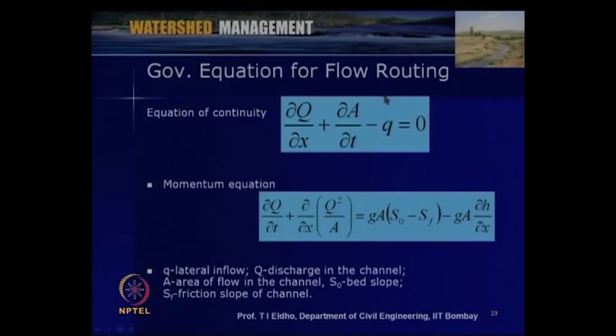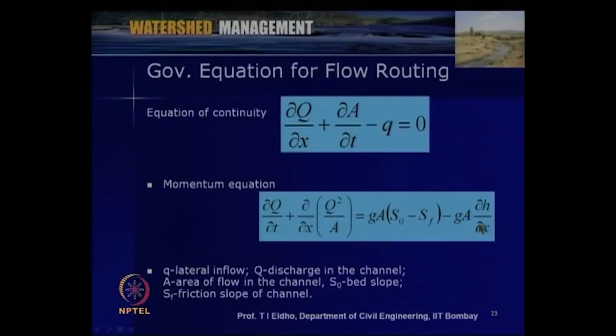The governing equation for flow routing or flood routing is the equation of continuity, given as del Q by del x plus del A by del t minus q is equal to 0, where Q is the discharge at any location, A is the cross section of the flow, t is time, x is the distance, and small q is the lateral inflow coming to the channel, say from overland. Then the second equation is the so called momentum equation: del Q by del t plus del by del x of Q square by A is equal to g into A into S0 minus Sf minus g into A into del h by del x.